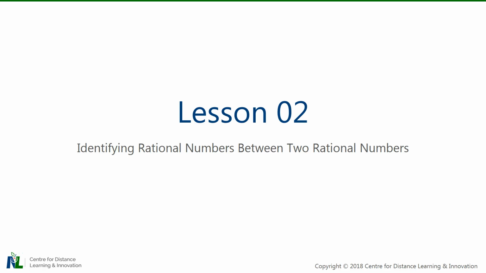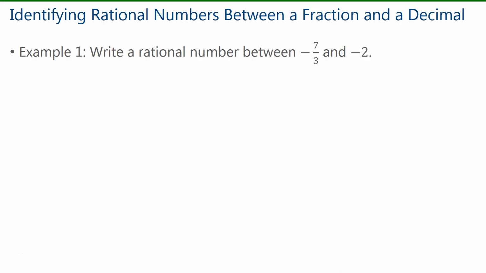We will finish off lesson 2 of identifying rational numbers between two given rational numbers by looking at an example involving a fraction and a decimal. So they want us to write a rational number in between -7/3 and -2. So we can approach this one of two ways.